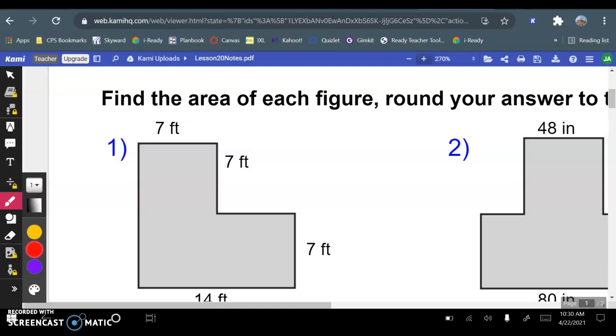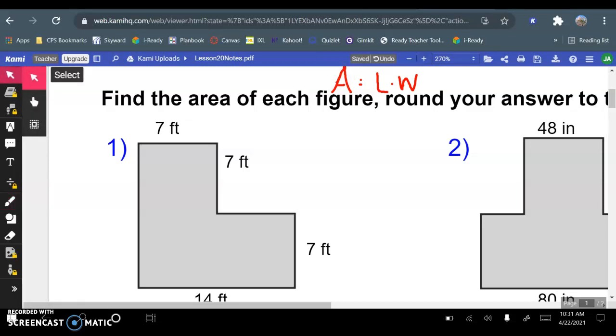Lesson 20 is on finding the area of composite figures. And for today's introduction lesson, we are going to start off very simple with figures that we can just break down into different rectangles. So what you need to know for today is that area of a rectangle is length times width. So that is the formula you need for all of the problems today.